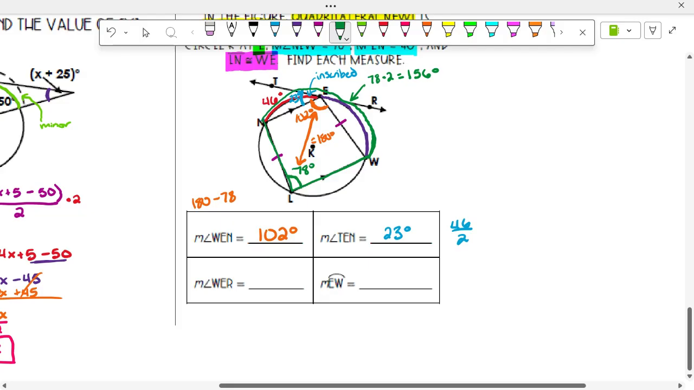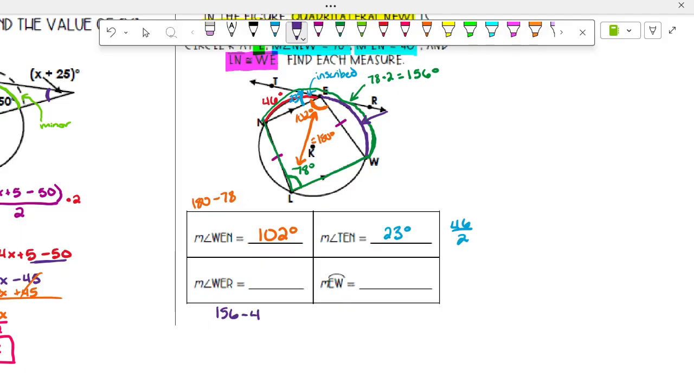So now can I find EW? How? 156 minus 46. So we can do 156 minus 46. Which is what? 110 degrees. So this is 110 degrees.